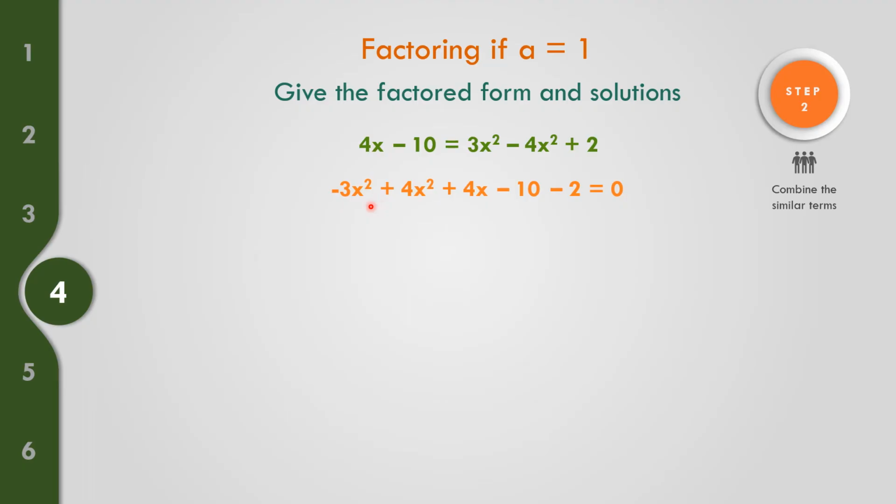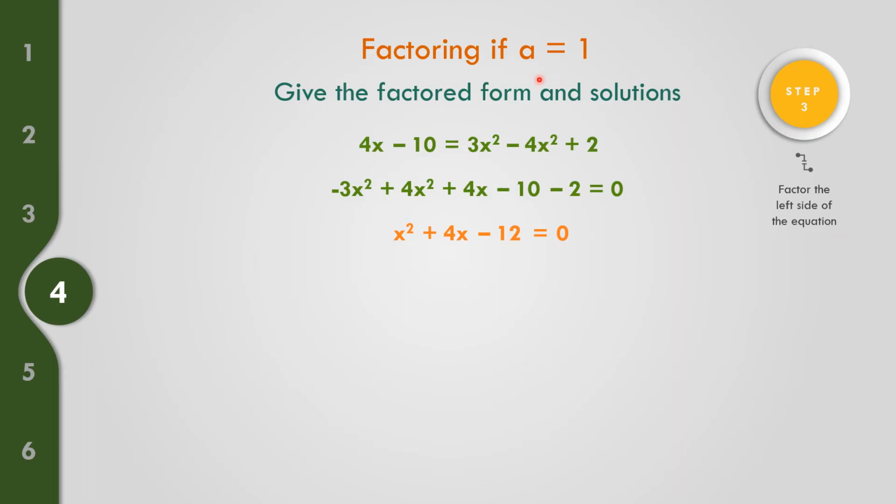Copy the sign of the larger number. So that is 1x squared, or no need to write 1. Bring down 4x, negative 10 and negative 2, add and copy the sign of the larger number, so that is negative 12 equal 0. Step 3, factor the left side of the equation.